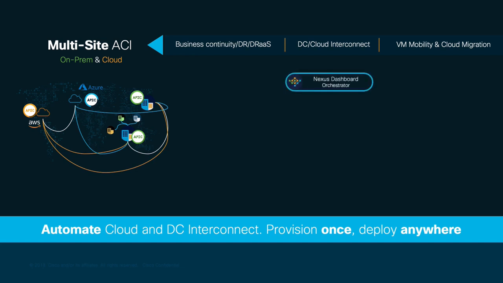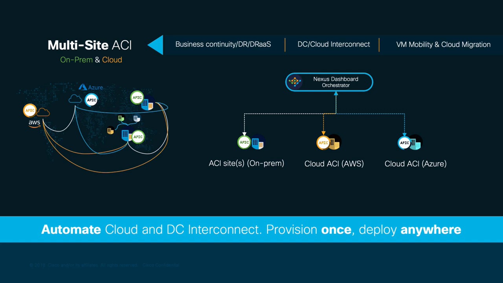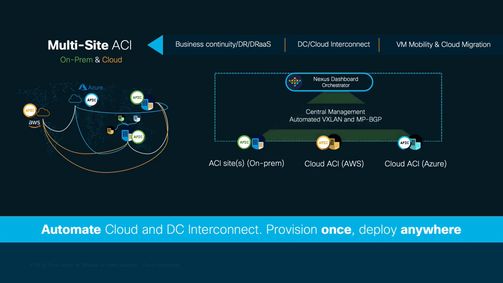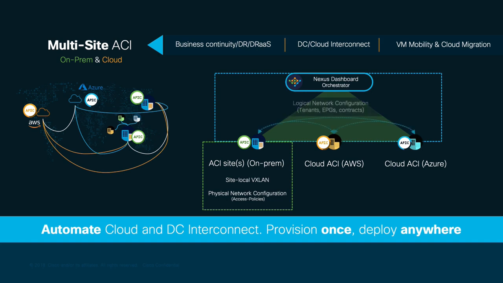When we run Nexus Dashboard and enable its Orchestrator service, we can onboard multiple ACI sites by simply providing each APIC or APIC cluster credentials, and then Orchestrator will fully automate data center and cloud interconnect by creating MP-BGP EVPN and VXLAN networks across them. Physical network configuration and local VXLAN automation still happens within each ACI site. Nexus Dashboard is simply dealing with the interconnect between those sites and clouds and centralizing the logical network configuration for all of them, as you will see in the configuration chapters.